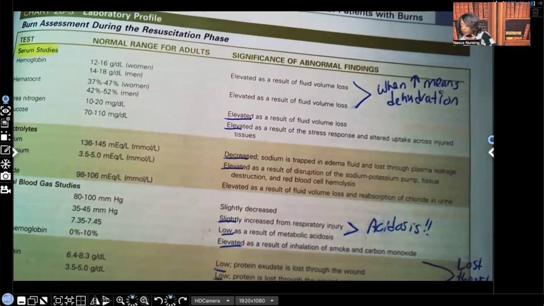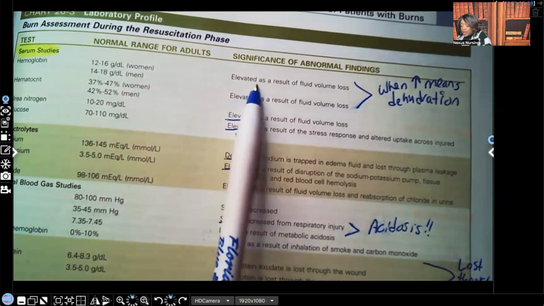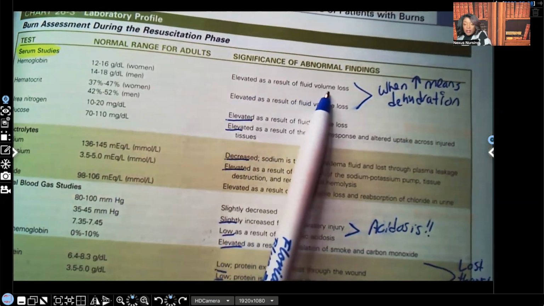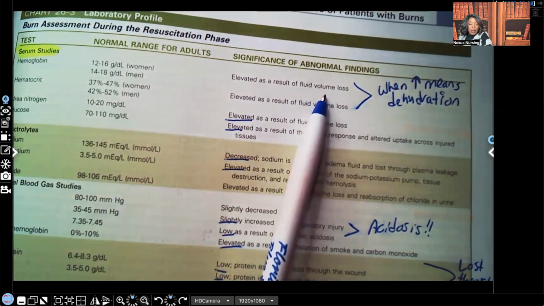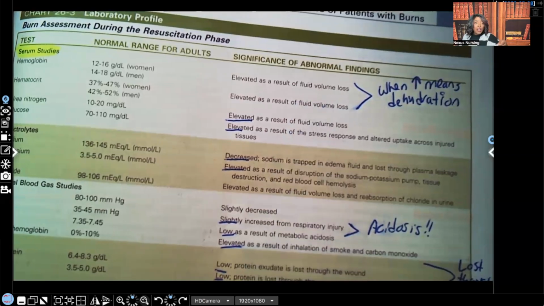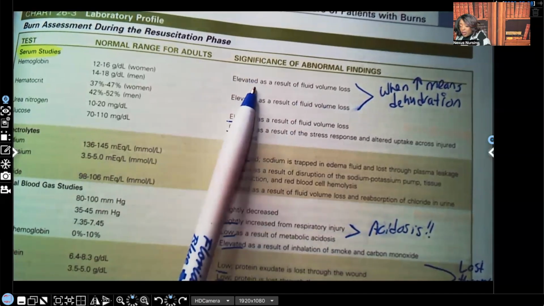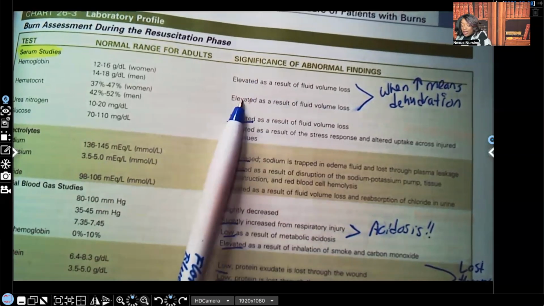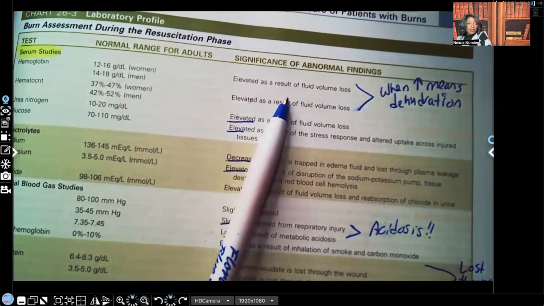Hemoglobin is going to be elevated as a result of fluid volume loss. Remember, when the patient has a burn, all of the fluid leaves that vascular space and goes to the interstitial space. So what happens is we're going to see the H&H increase. Whenever a patient's going through dehydration, the H&H is going to be up. And we know that any burn patient is at high risk for dehydration. So we're going to see the hematocrit go up because of the fluid loss. And we're going to see the hemoglobin go up because of the fluid loss.